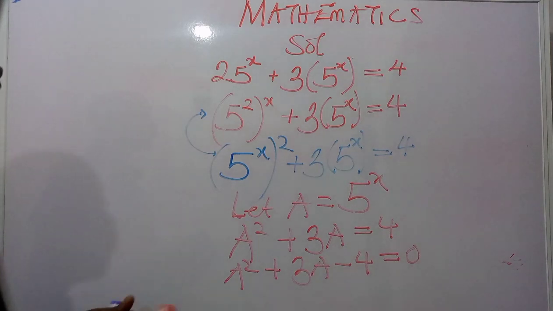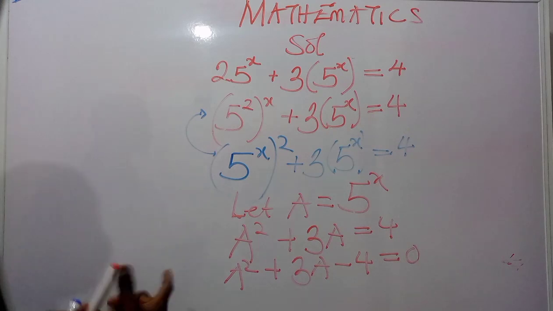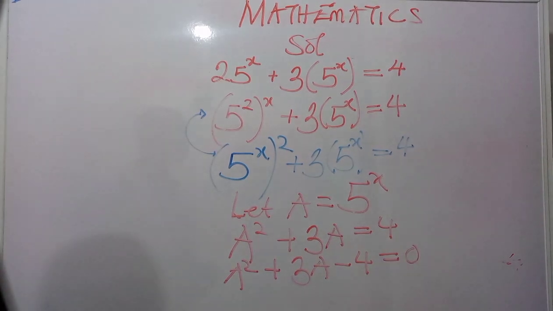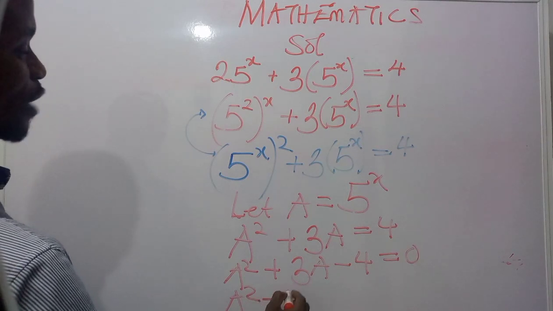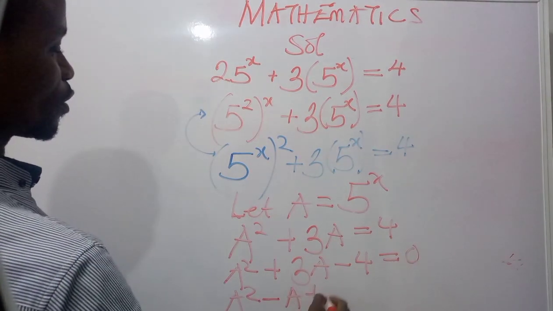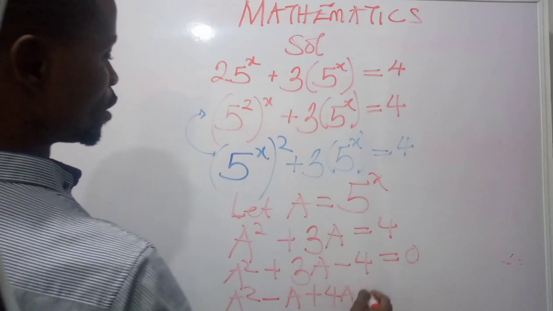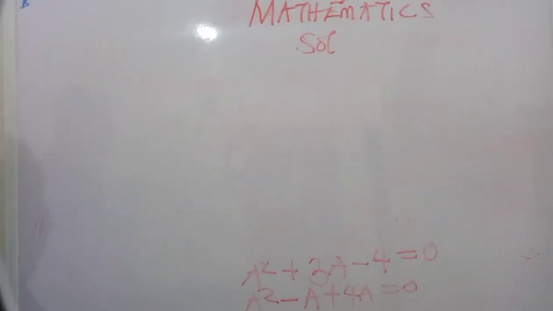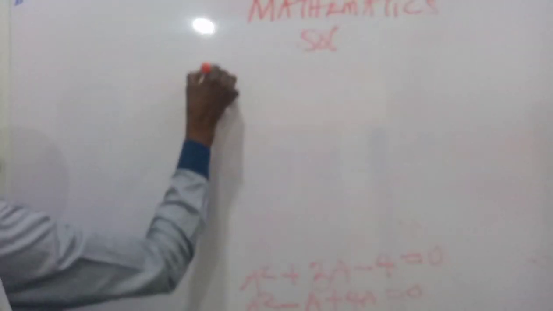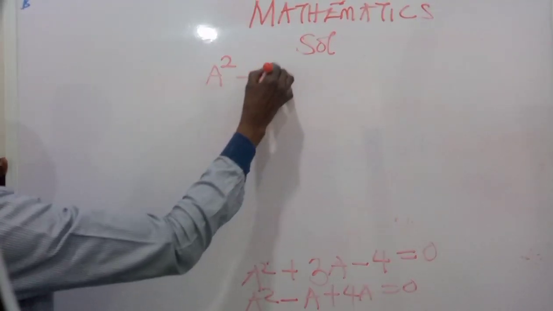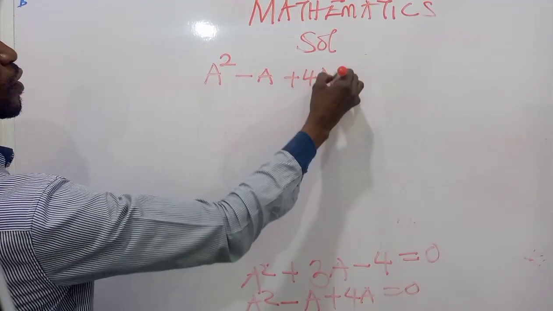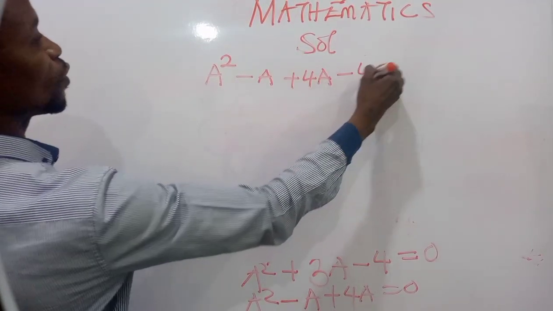In using the factorization method, we need two factors that multiply to get minus 4, and add to get plus 3. Minus 1 and 4 are the two factors, because minus 1 times 4 will give you minus 4, and minus 1 plus 4 will give you 3. So our expression becomes a squared minus a plus 4a, because minus a plus 4a will give us 3a, and you include your minus 4, and equate it to 0.